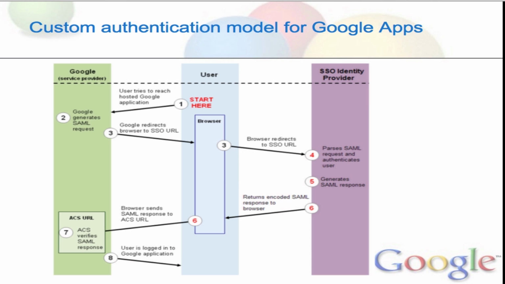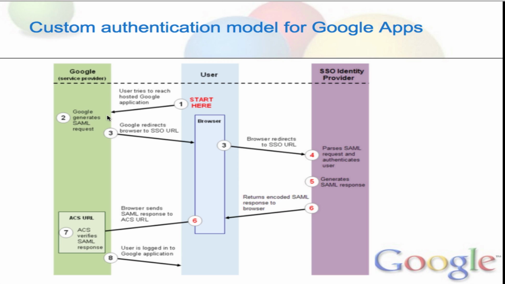So in this scenario, we see here the blue, which is the user's browser, green, which is Google Apps, and the purple on the right-hand side is the third-party system. Third-party could be a hosted system. We have a number of partners who provide that for Google Apps. It could be something built by the customer themselves. So let's take you through the steps here. Number 1, we start here with the browser. The user tries to reach Google.